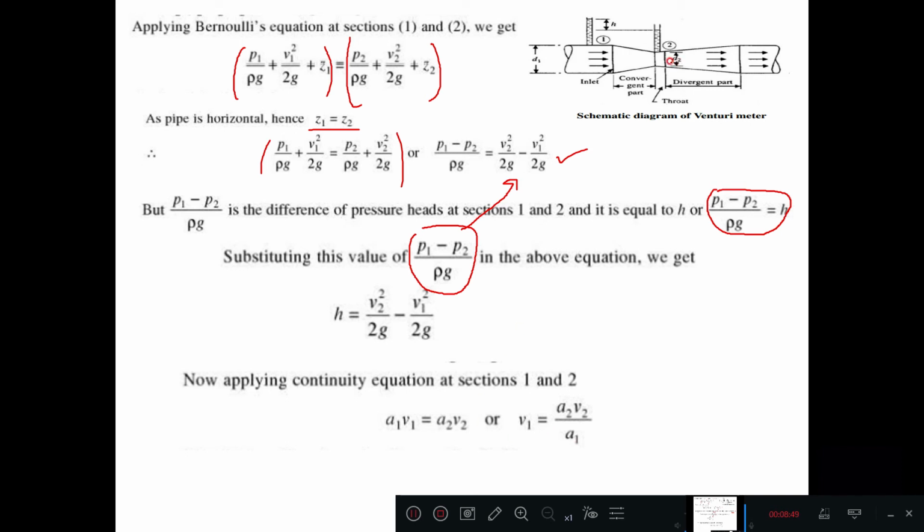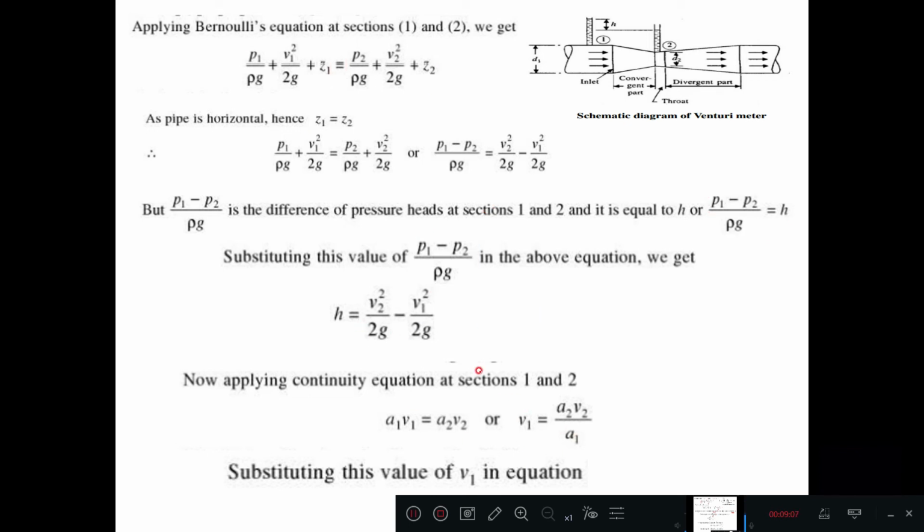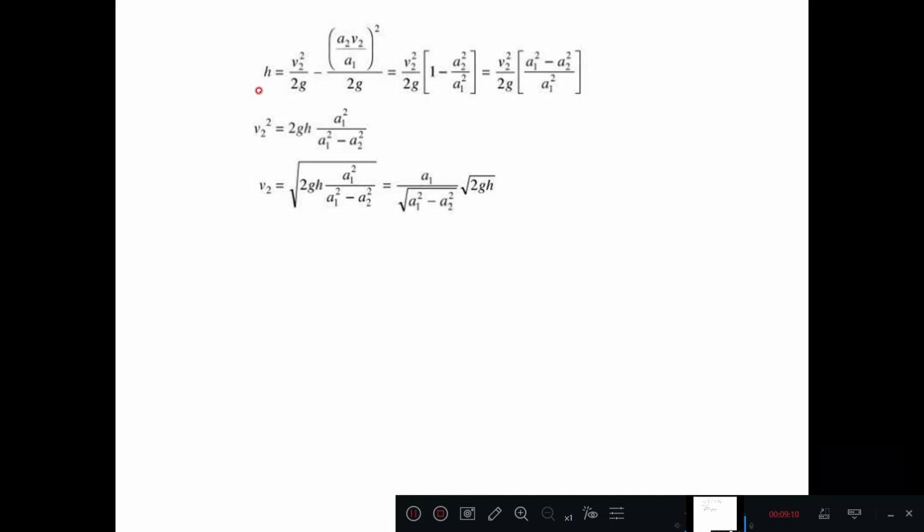So applying the continuity equation here, the rate of flow, or the discharge through the section, remains the same, that is A1 V1 equal to A2 V2. From this equation we get V1. Then substituting the value of V1 in the H equation, we get this, and simplifying this equation, we finally get V2.